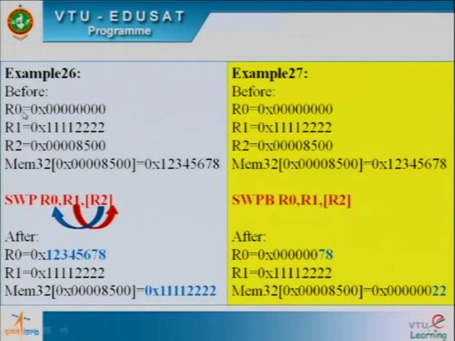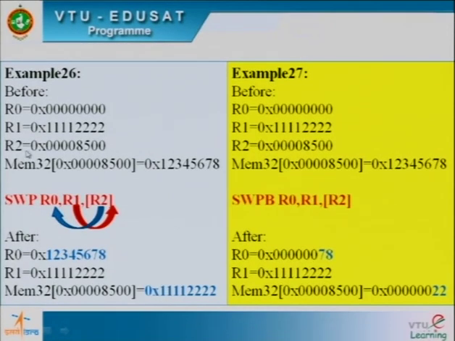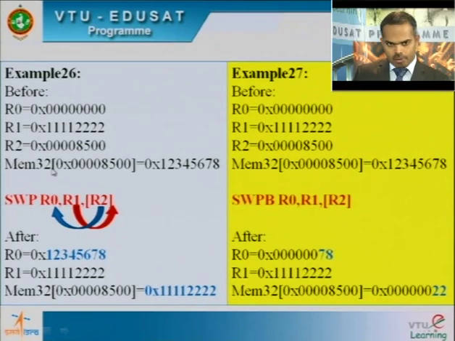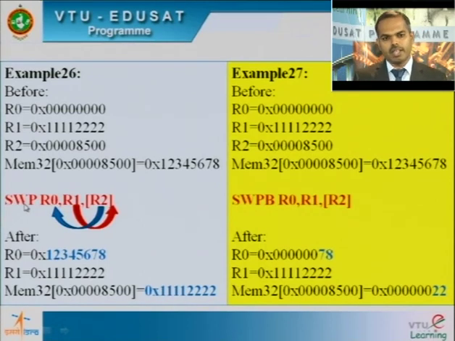Example 26: R0 value is 0, R1 value is 0x, 4 1s and 4 2s, R2 value is 0x, 4 zeros, 8500. Memory content of R2 is 0x12345678. Now look at the example SWP. Now look at the instruction SWP R0, R1, [R2] in the square bracket.